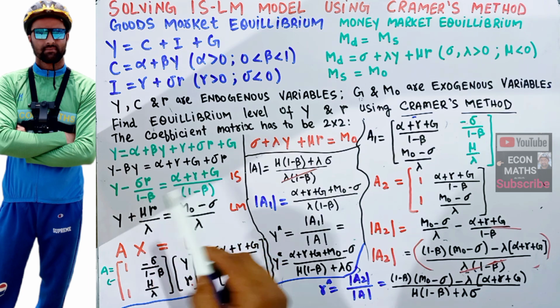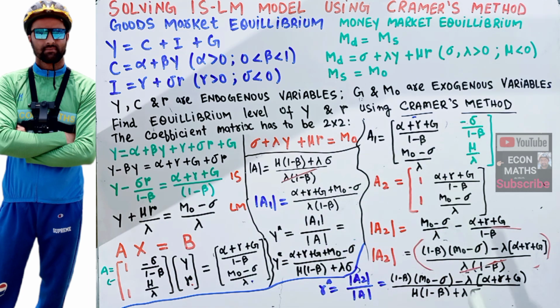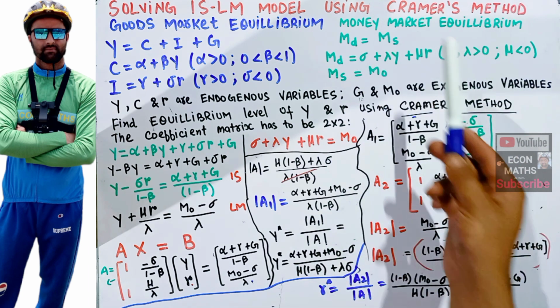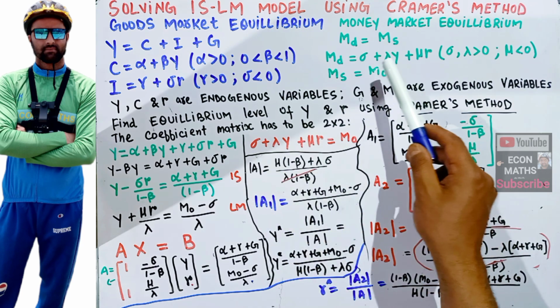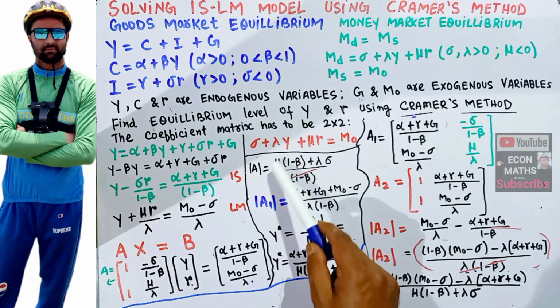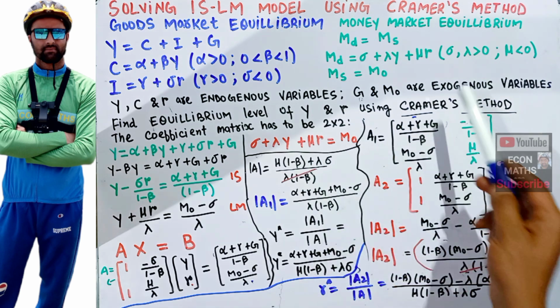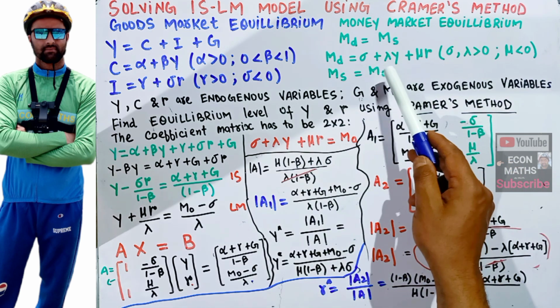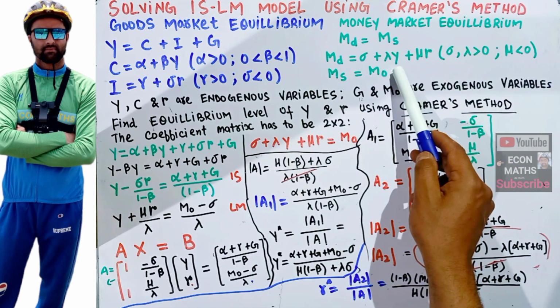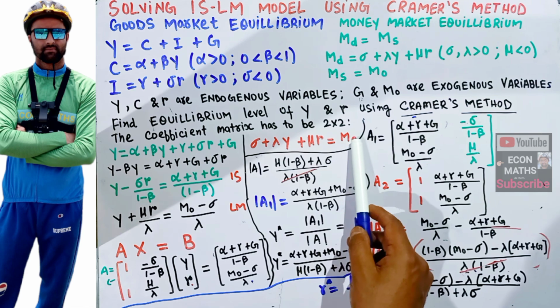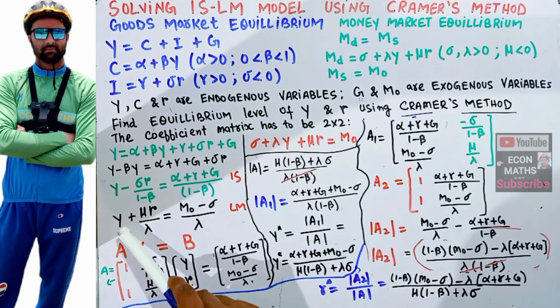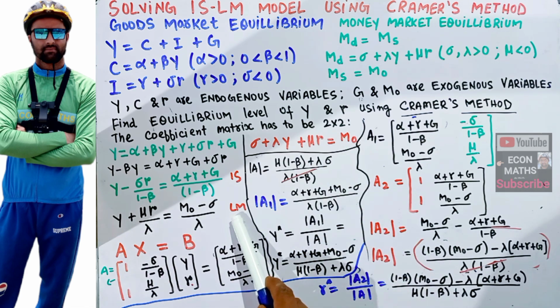In this equation, symmetrically, money market equilibrium requires demand for money should be equal to supply of money. Demand for money was given by this very expression, and supply of money was exogenous, which was fixed here, which is m naught, which is not determined inside the model. So solving this very equation, we got this very equation for the LM curve.